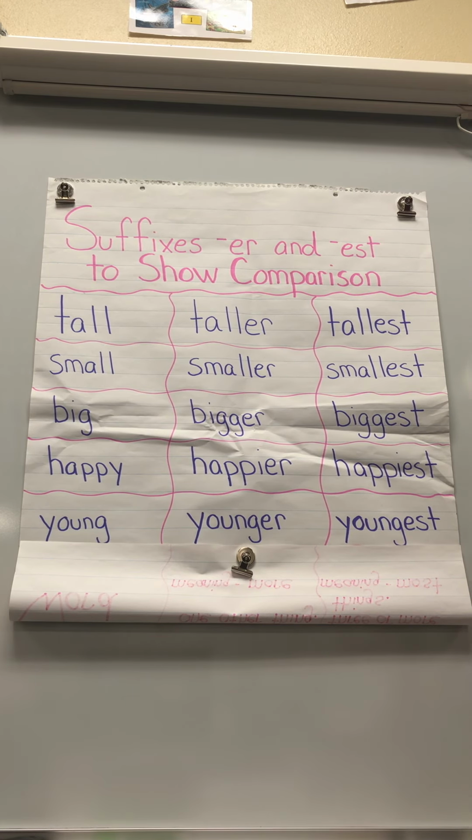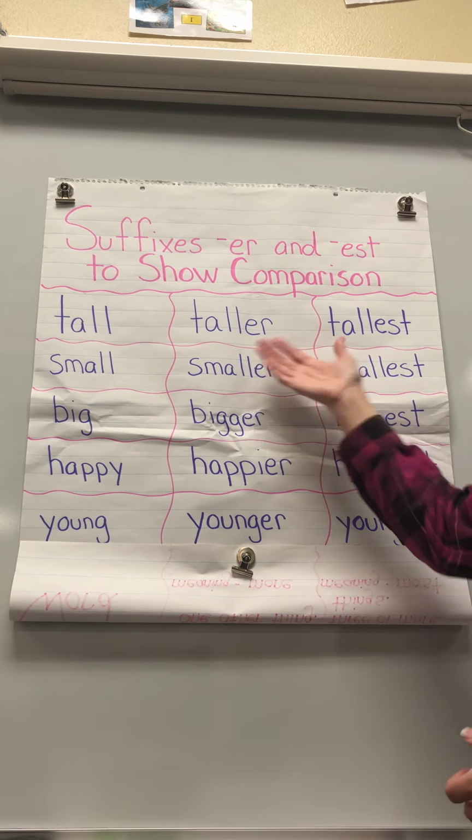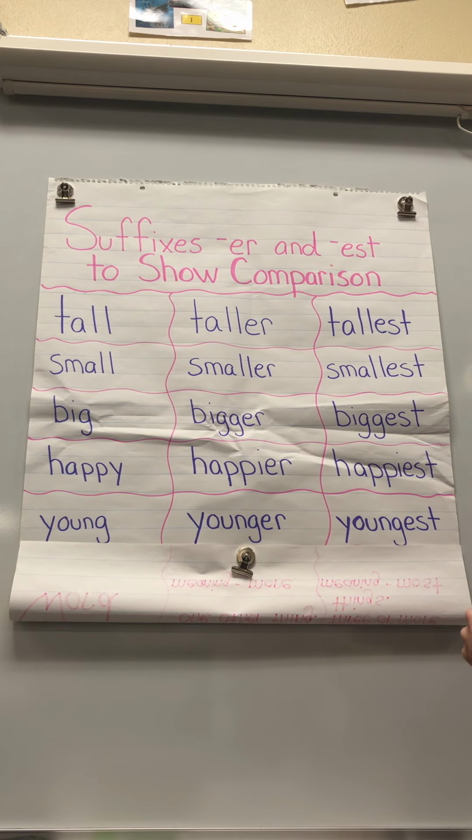Now look at the first row of words. I said you may have noticed they all have the word tall in them. Tall is our base word, and in these last two columns, the suffix changes. When using the word tall, the word stays the same. You just add ER or EST to the end. But what do taller and tallest mean? Well, I'm tall, my mom is taller, my dad is the tallest.